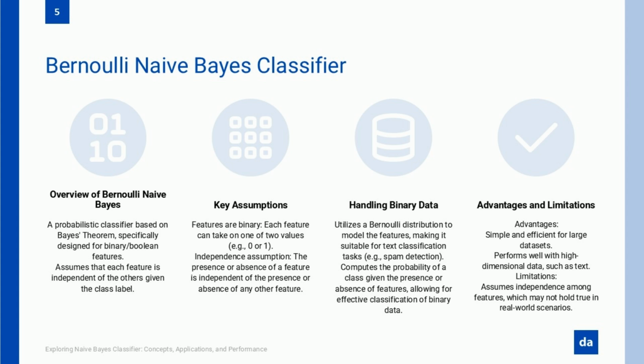Now let's talk about how it handles data. Bernoulli naive Bayes utilizes a Bernoulli distribution which models outcomes that have only two possibilities: true or false, yes or no, 1 or 0. For example, in a text classification task, it determines the likelihood of an email being spam by looking at whether specific words are present, value 1, or absent, value 0.